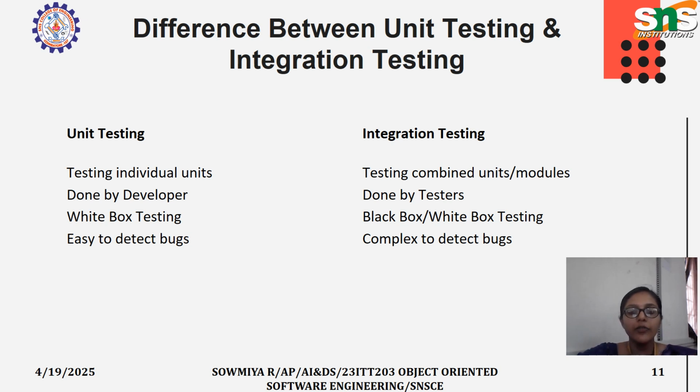Then, difference between unit testing and integration testing. Let's compare. Unit testing checks one small unit in isolation, while integration testing checks how multiple units work together. Unit testing is like checking the engine, brakes and steering separately, but integration testing is like checking how they all work together in a real car.